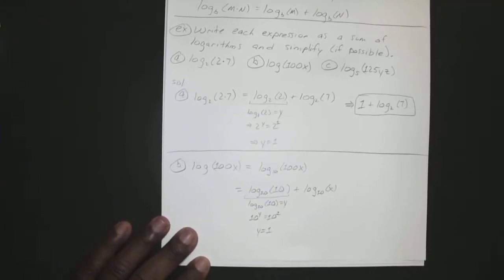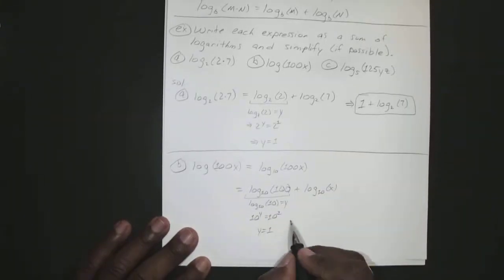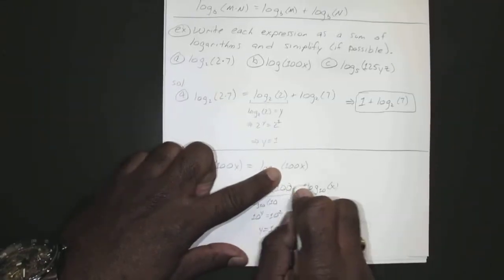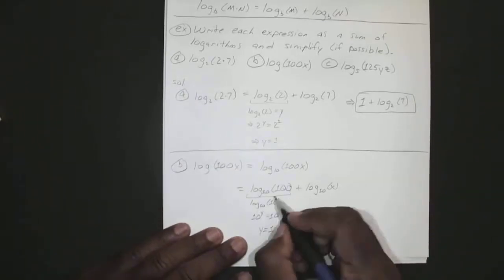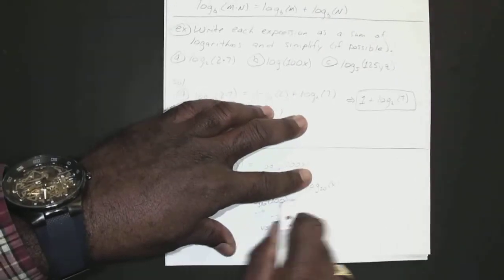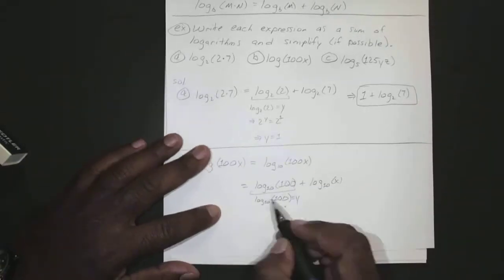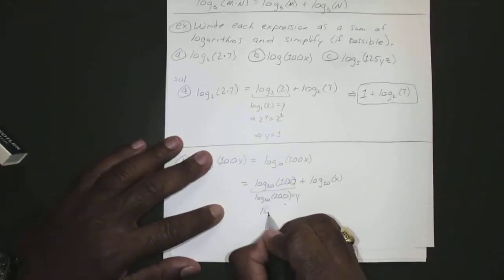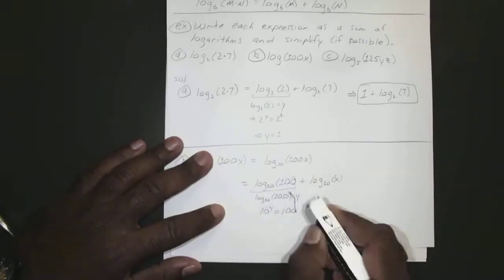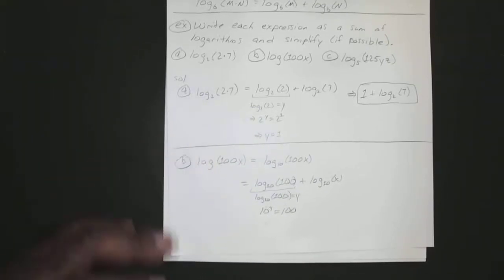Yes? Oh, did I? Oh, yep, I wrote that down wrong. Sorry about that. 100. So it should be 2. Sorry about that. Writing 10 over and over and over. There we go. Let me clean that up some.